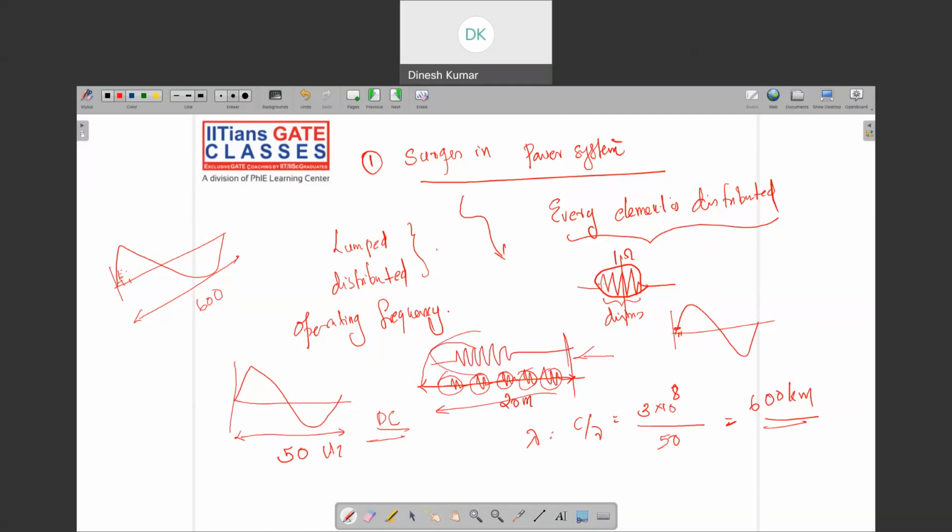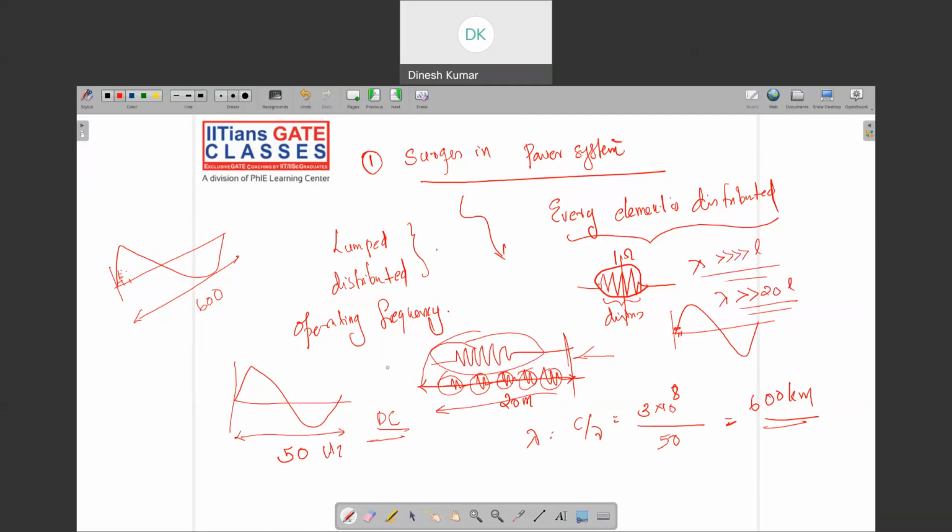So that depends on the frequency. The condition for lumping is that lambda should be much greater than L, or in the normal case, lambda should be at least 20 times L. Only then will we consider lumping. Else we have to consider the distributed model.